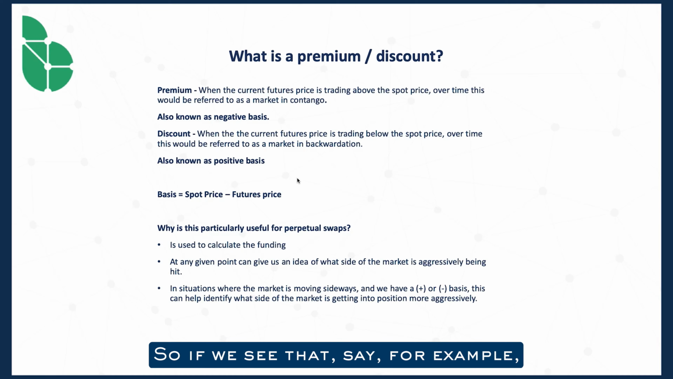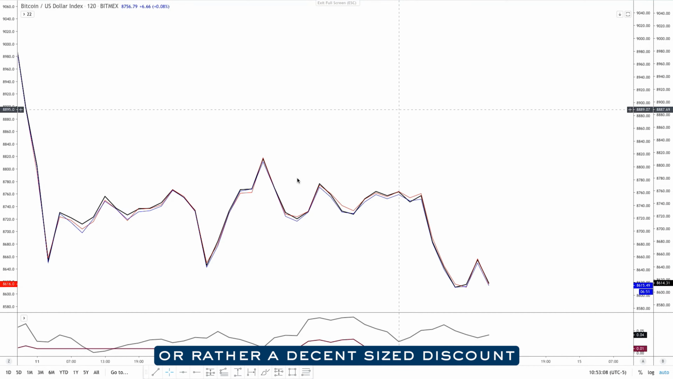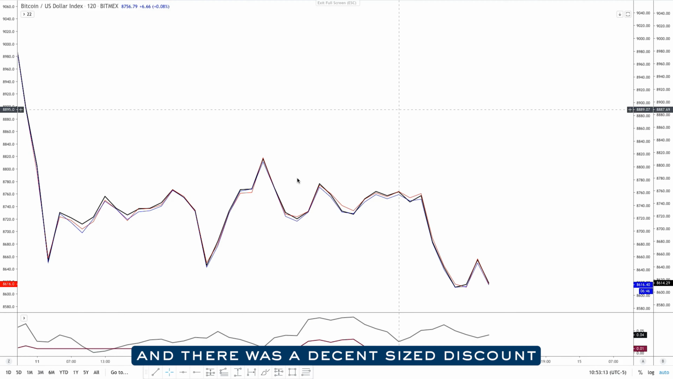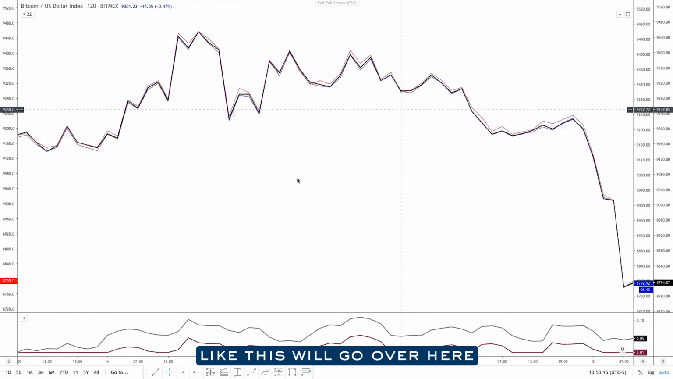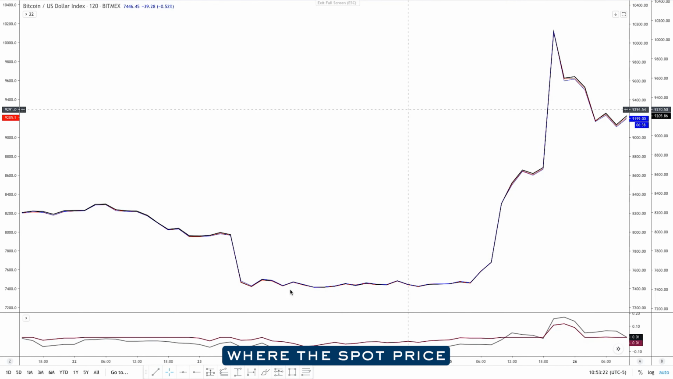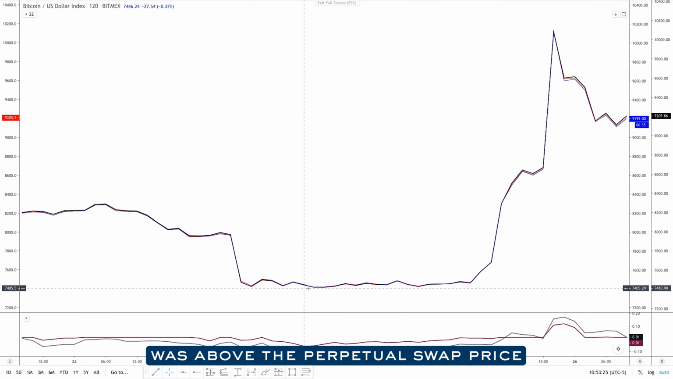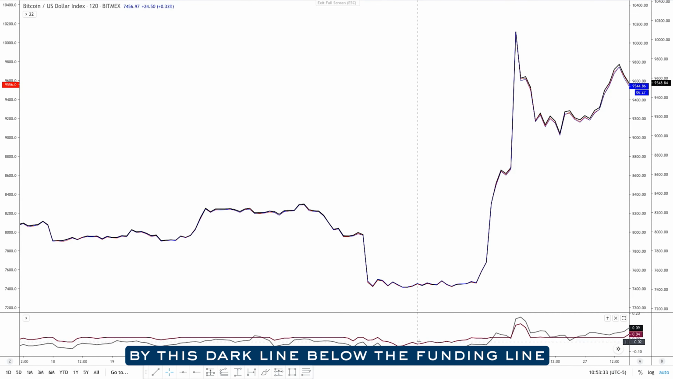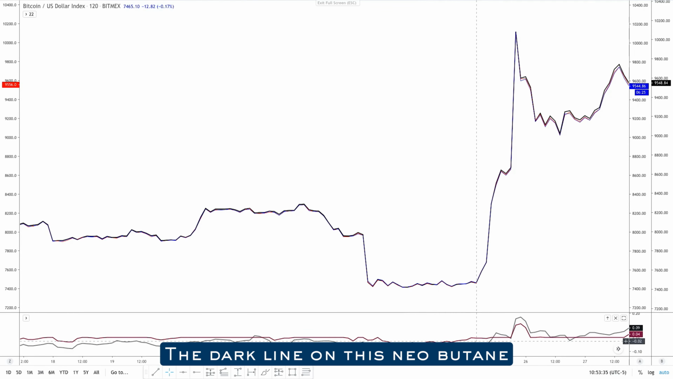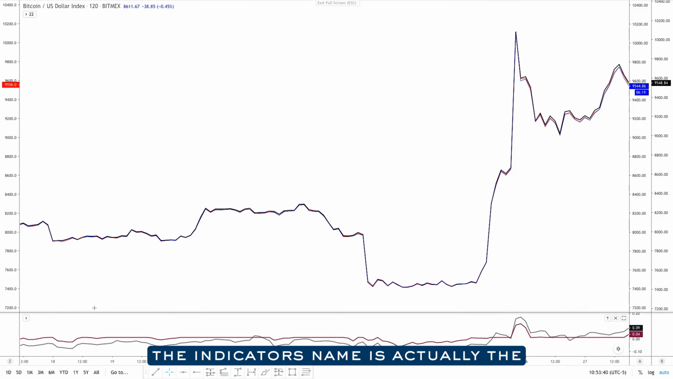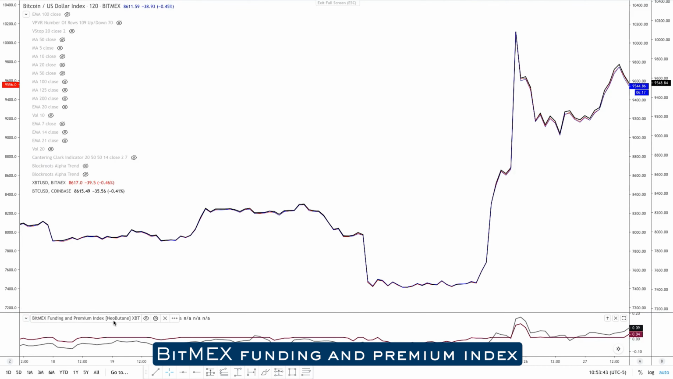So if we see, for example, a decent sized discount, and the market was moving sideways for a long period of time with a decent sized discount like this, we'll go over here, and we'll see that at the bottom down here, there was actually a decent discount where the spot price was above the perpetual swap price. If I zoom out, you'll see that the discount is indicated by this dark line below the funding line. The dark line on this indicator is the premium index, and the indicator's name is actually the BitMEX funding and premium index.